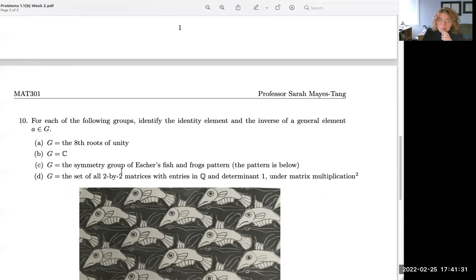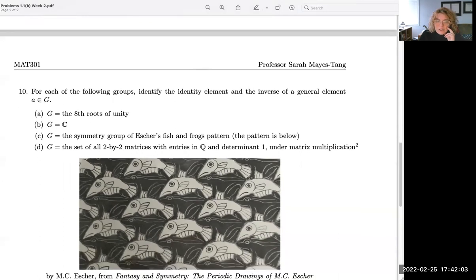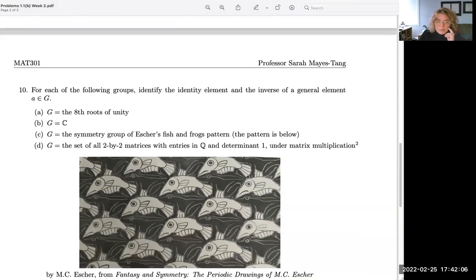That would be great. And then finally, the set of 2x2 matrices with entries in Q and determinant 1 under matrix multiplication. Under matrix multiplication, the identity is always going to be the matrix that has ones along the main diagonal, zeros everywhere else. And you have a formula for 2x2 matrix inverses under multiplication. And you can verify that those stay inside of Q.